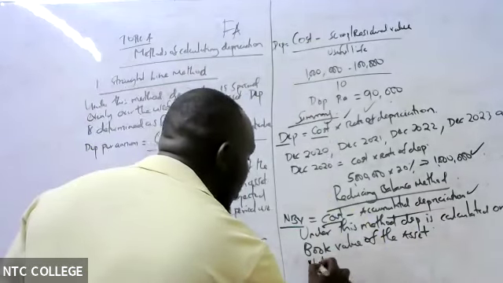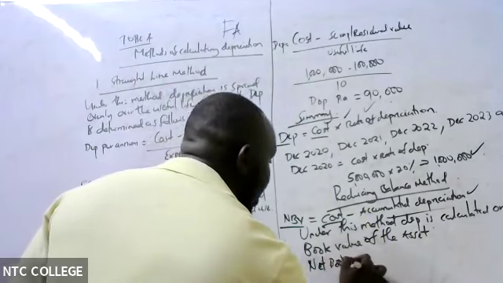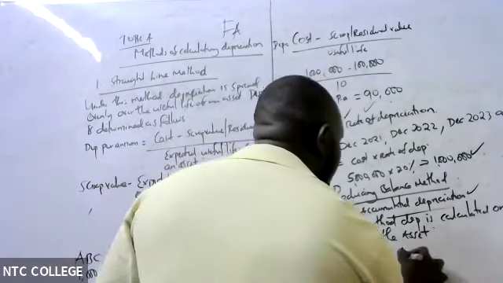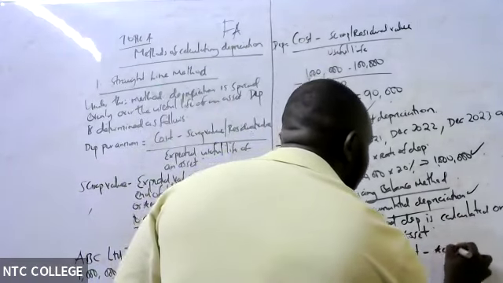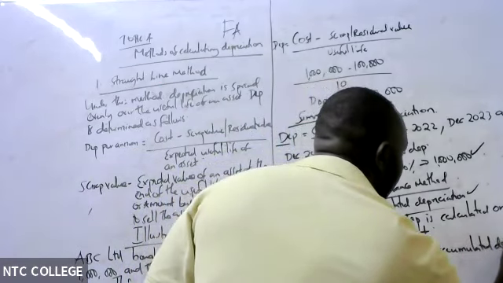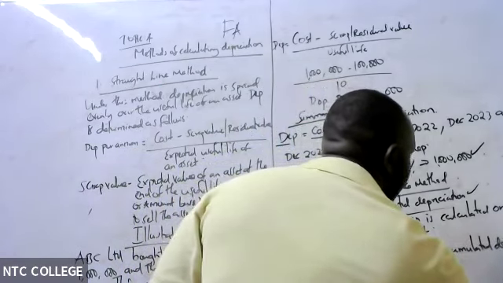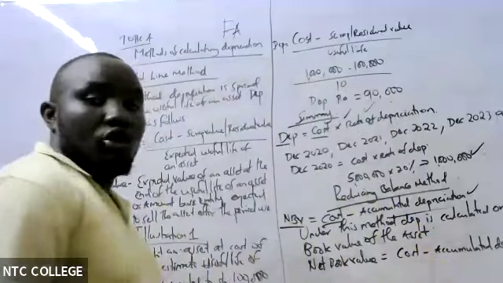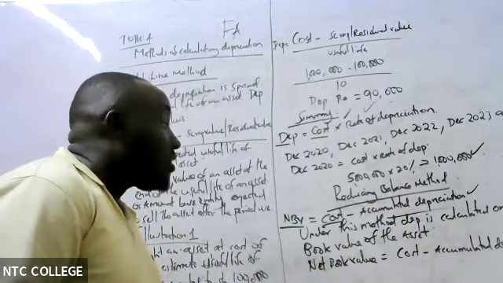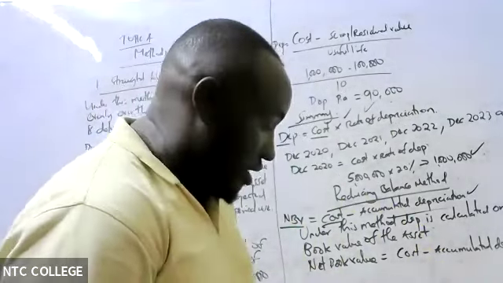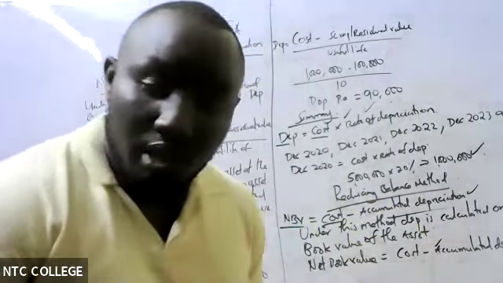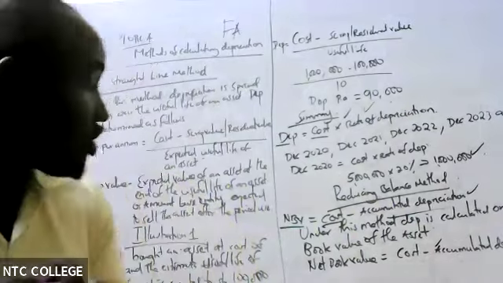What is net book value? We say that net book value is equal to cost minus accumulated depreciation. So that is what we call the net book value. We can grab the board and have our second illustration.